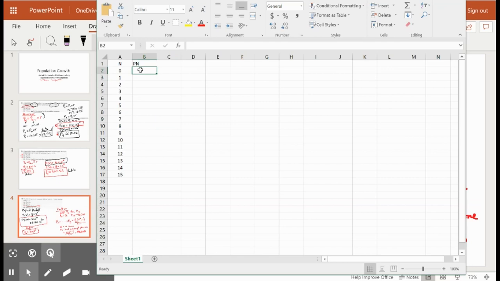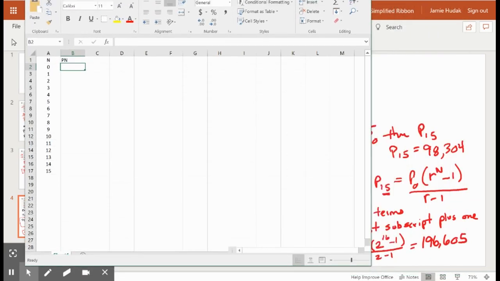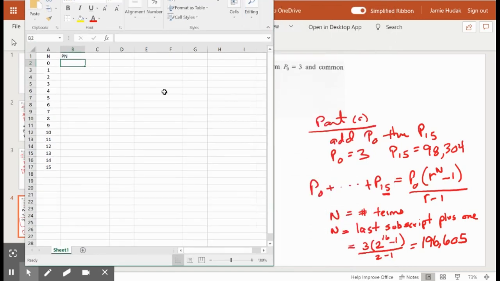I know that P0 for this example was 3. And I know that it's going to equal previous times 2. So Microsoft Excel is going to generate all of these terms recursively. And I see I get my 98,304 from my P15. That's what I had here, 98,304.